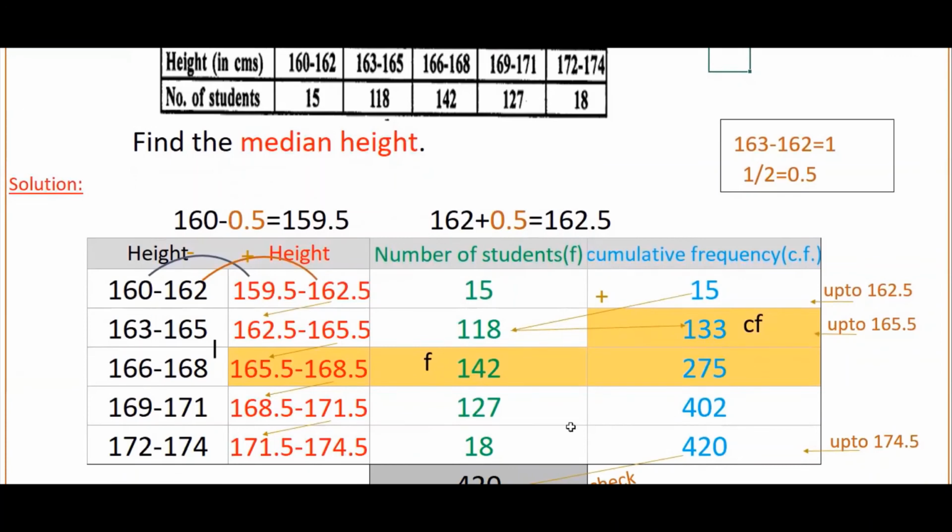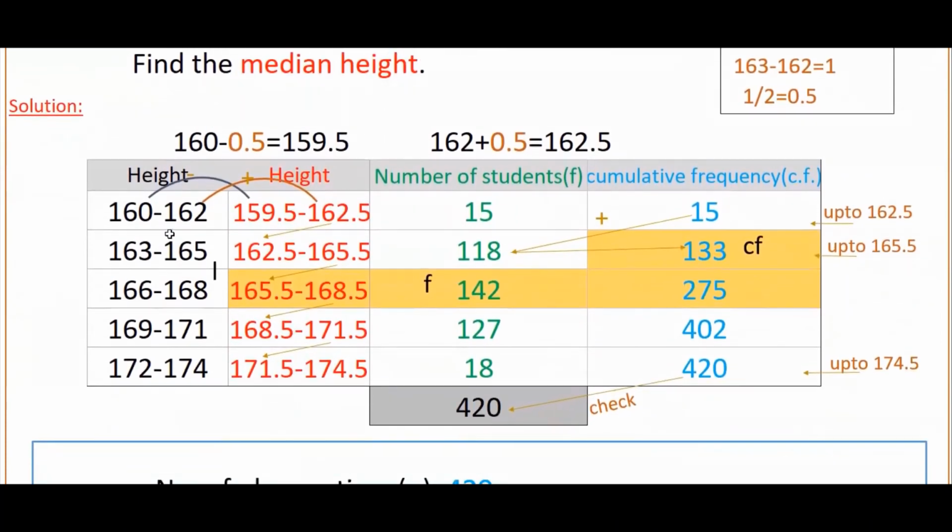So these are the values given in the problem. 160, 162 and 163, 165. These two values are not the same, so you have to subtract and add. So see here, you have to subtract and you have to add 0.5 here. Then you will get 159.5 to 162.5. Again, write the same value here and you have to add 0.5 to 165. Then you will get 165.5, and write the same value and add 0.5 here, and write the same value and add 0.5 here like this.